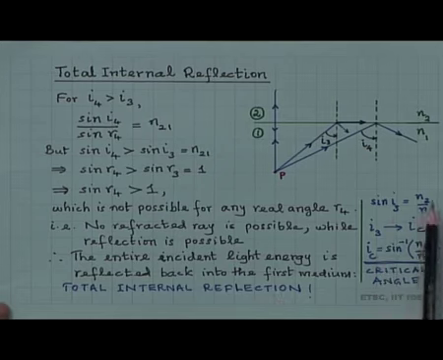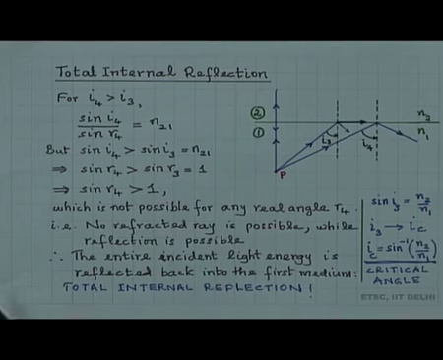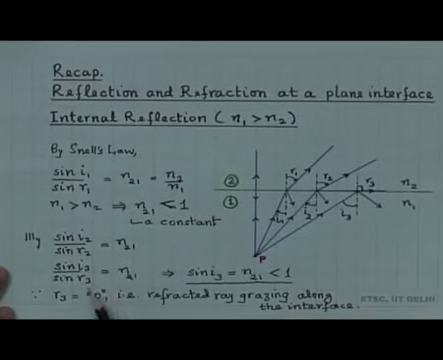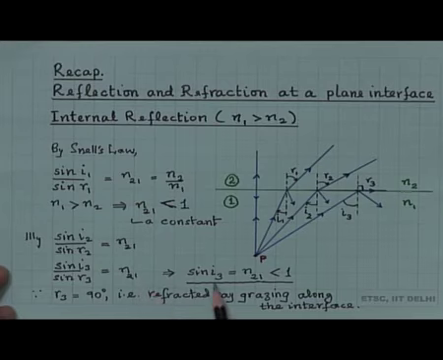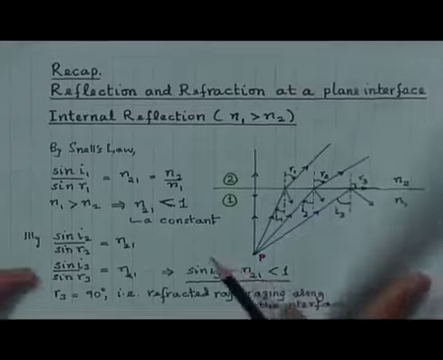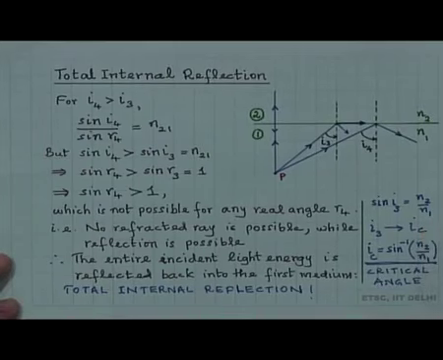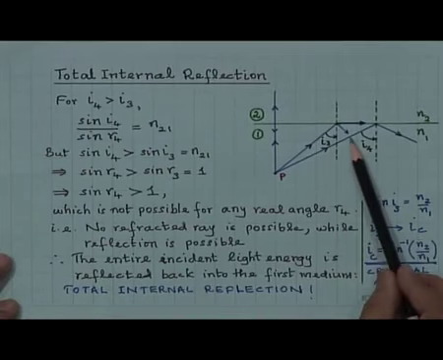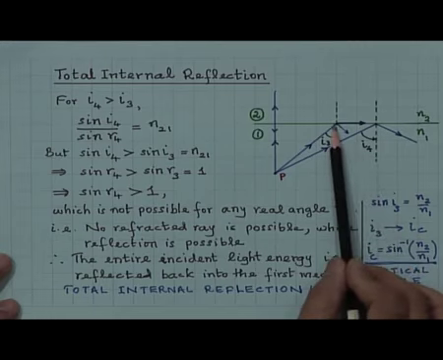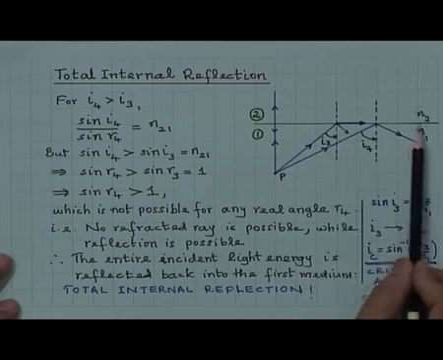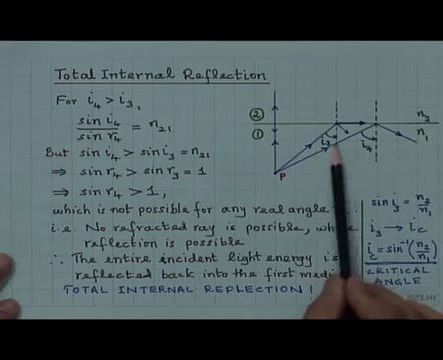Sin I3 was equal to N2 by N1. We have seen in the last sheet that sin I3 by sin R3 was N21. So, sin I3 was equal to N21, which is N2 by N1, and therefore, we have sin I3 equal to N2 by N1, and the angle I3 for which the refracted ray is grazing along the interface is called the critical angle.